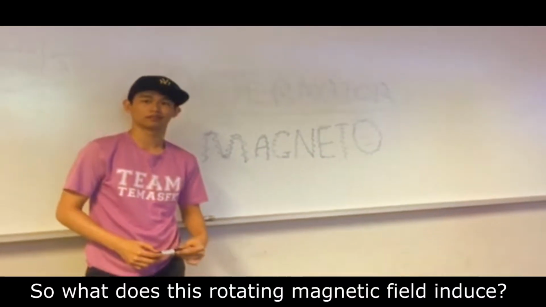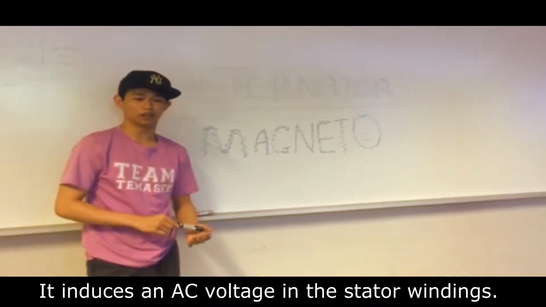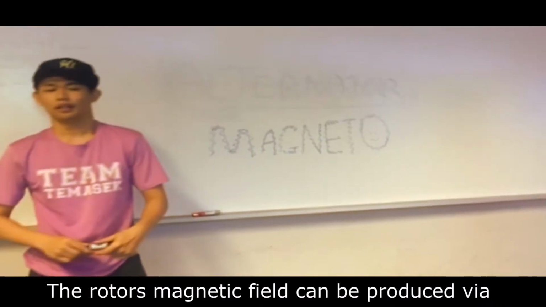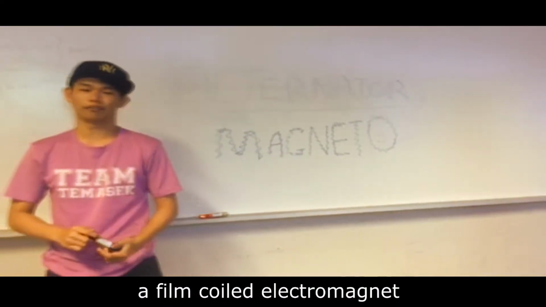So, Tze Liang, what does this rotating magnetic field induce? It induces an AC voltage in the stator windings. The rotor's magnetic field can be produced via permanent magnets or even by a field called an electromagnet.